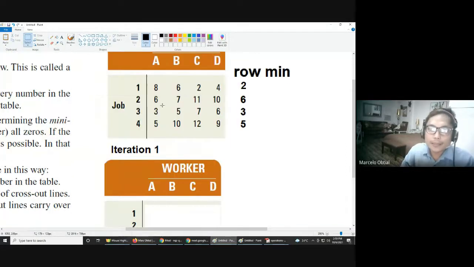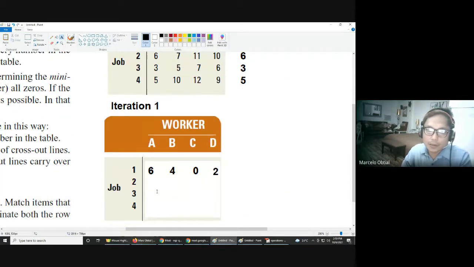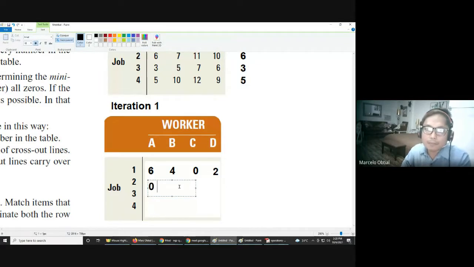Okay. So 8 minus 2 will give us 6. Follow along. We take the row minimum, then for each value we deduct the row minimum. So 8 minus 2, 6. Then 6 minus 2 will give us 4. That's the algorithm, class. Next, 2 minus 2, 0. Then 4 minus 2, 2. Same procedure with the rest of the rows. This will become 0. This will become 1. That will become 5. And 10 minus 6 will give us 4.